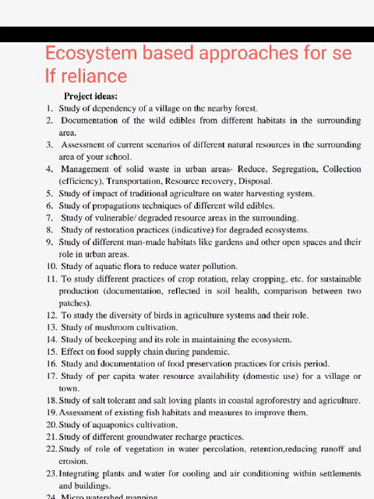Second is documentation of wild animals from different habitats in the surrounding area. That is also an ecosystem based approach for self-reliance. As I told just now, these two things are almost similar. In the second topic or idea, it is given what are the edibles, means food material we collect from the nearby areas, wild edibles like different fruits, different vegetables, leaf. What are the things we collect? The wild, not domestic, it should be wild. We collect and we eat. These are the edibles.